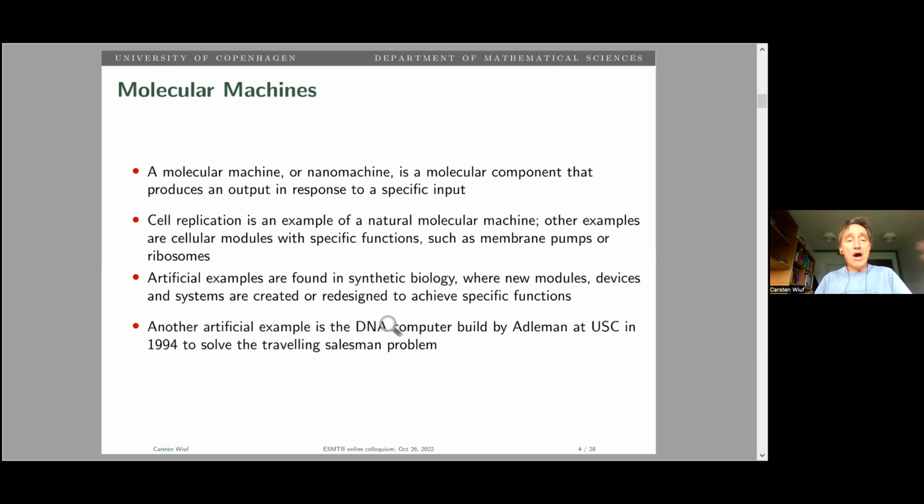You could also count among the artificial examples the DNA computer that was built by Adleman in 1994 to solve the traveling salesman problem. I don't think the DNA computer really, no, I should not go down that road, but that is another example, though an artificial example.